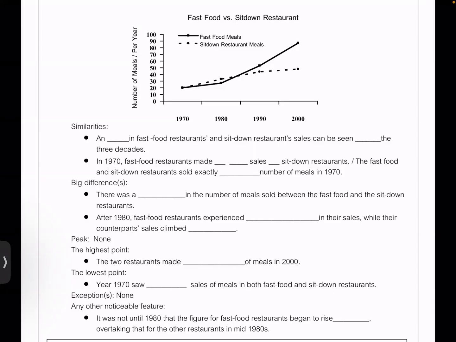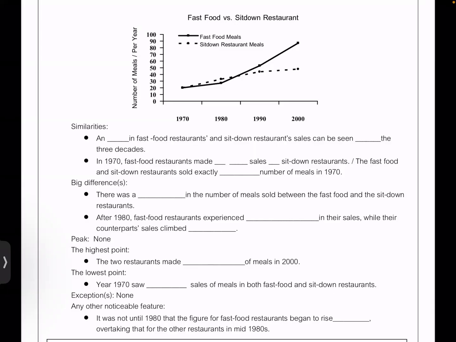What about big difference? Okay. Now, big difference can be found in terms of movement and also at a particular point in time. So if you look at the movement, the sales for fast food seems to have a much faster rate of change, right? Compared to sit down, which is quite noticeable after 1990.